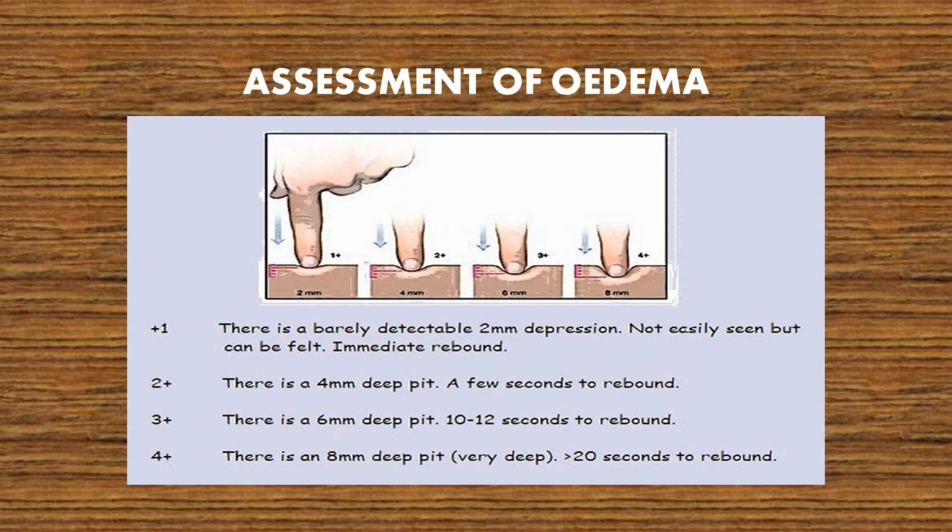And the last one, that is 4 plus, creates a very deep pit. It lasts for more than 20 seconds to rebound, and the extremity is grossly out of shape due to the swelling. It creates about an 8 millimeter deep pit.